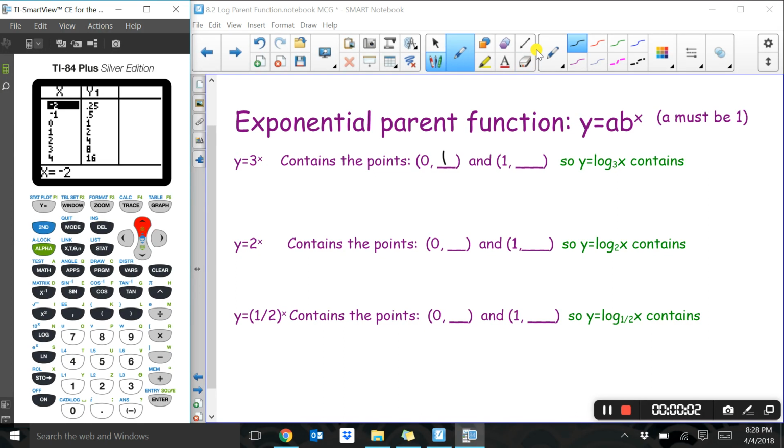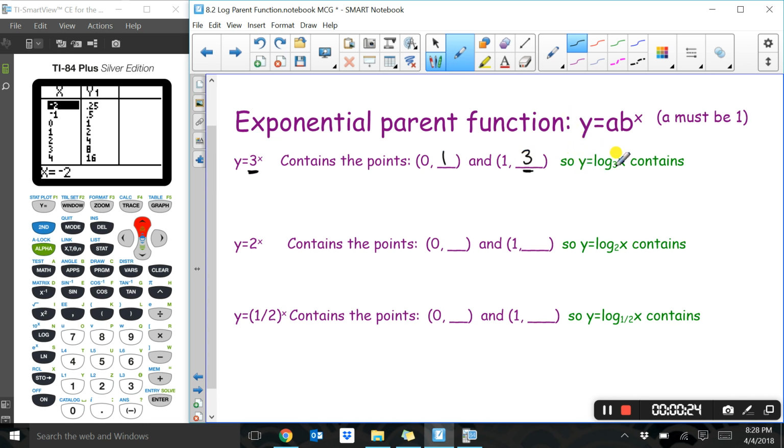Okay, so this part is not actually in your notes, but if you'll add it to the summary on the top of the first page, that's a great place to put it. So if we have the equation y equals 3 to the x, it contains the point 0, 1, and 1 comma 3. So we take this number that's the base, and that's where we get that 3.